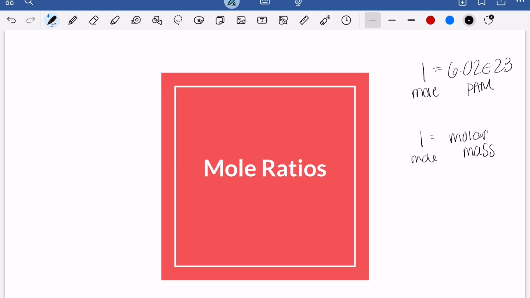So we've looked at that mole to particle and mole to gram ratio. We're going to look today at what if we have an equation and I want to know how many moles of hydrogen I need to react with oxygen to make water and what that ratio is. We call those mole ratios.